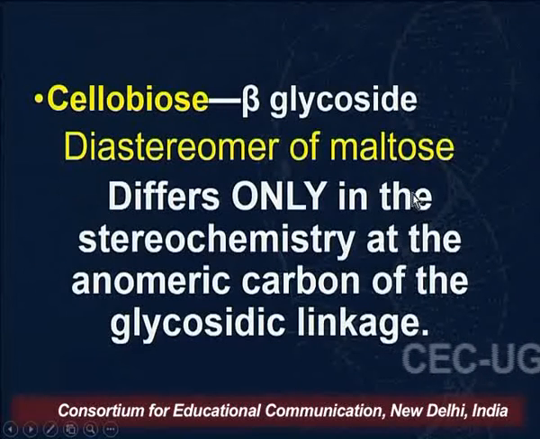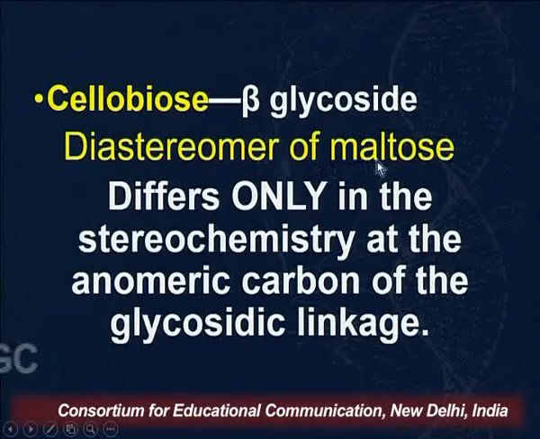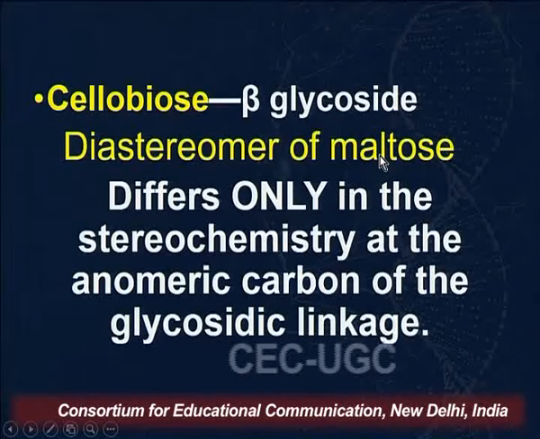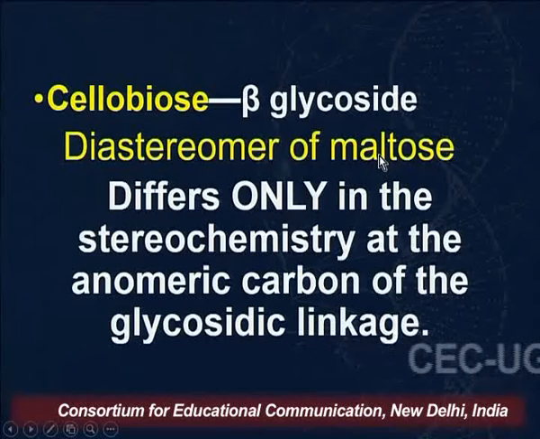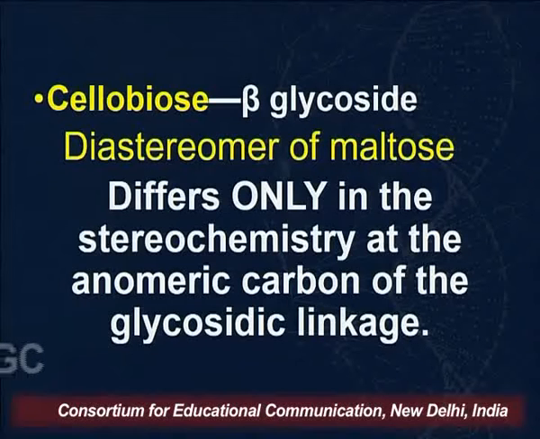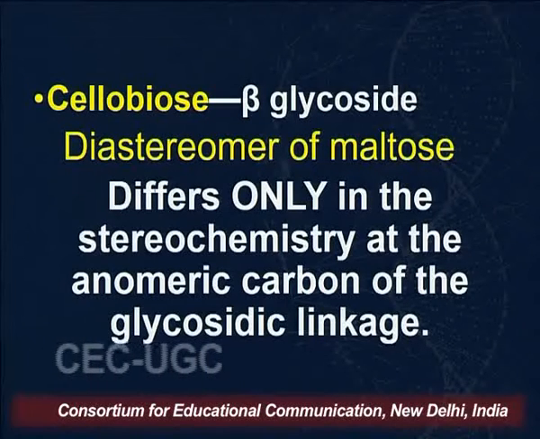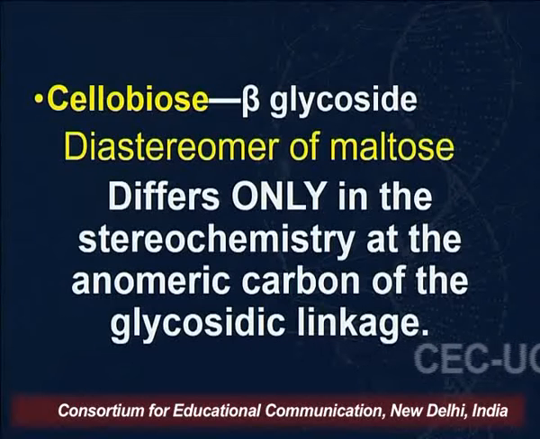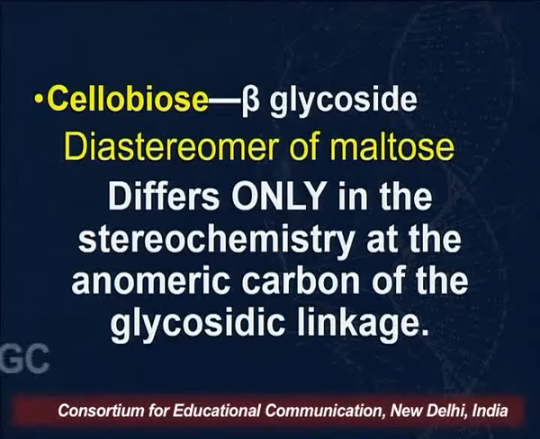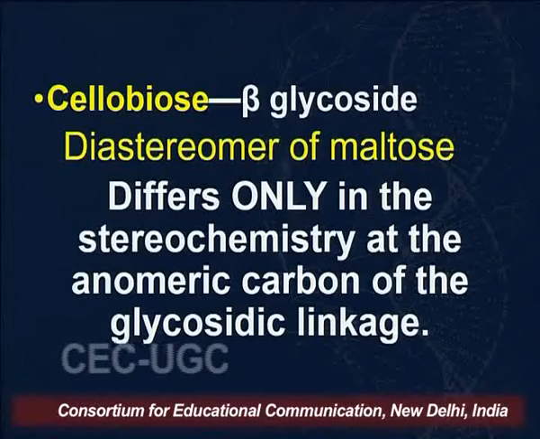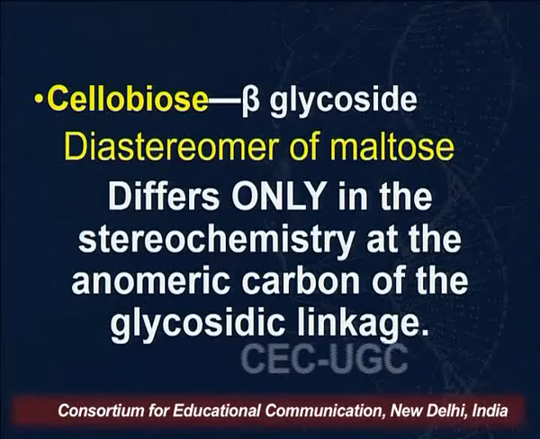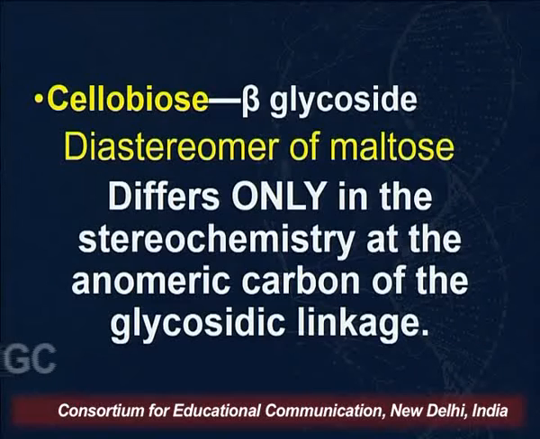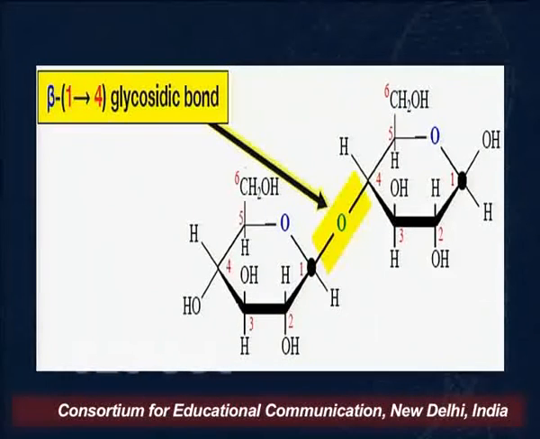Now when we talk of cellobiose, cellobiose is a beta glycoside, and this is a diastereomer of maltose. That is, it differs only in stereochemistry at the anomeric carbon of the glycosidic linkage. What we mean here is that the configuration at all other chiral carbons will be the same. Only there is a very subtle difference, that is the configuration at the alpha carbon or at the anomeric carbon of the galactose will be different.